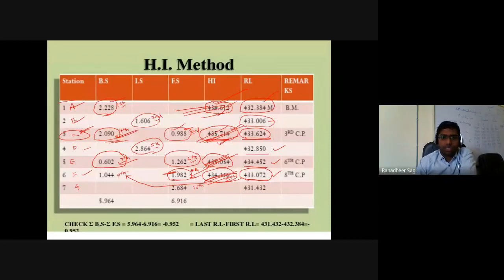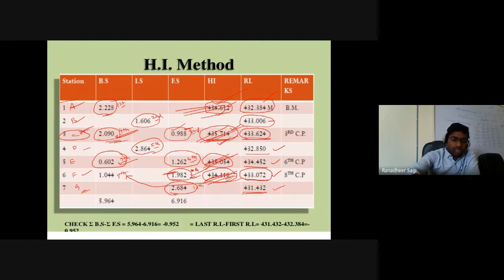Then next, what is the RL value of your point G? RL value of point G is nothing but the height of the instrument at that station position now, minus the subsequent staff reading, which is under your foresight, because that itself is the last reading I am looking at in my leveling. So 434.116 minus 2.684 gives you the RL value of your point G.